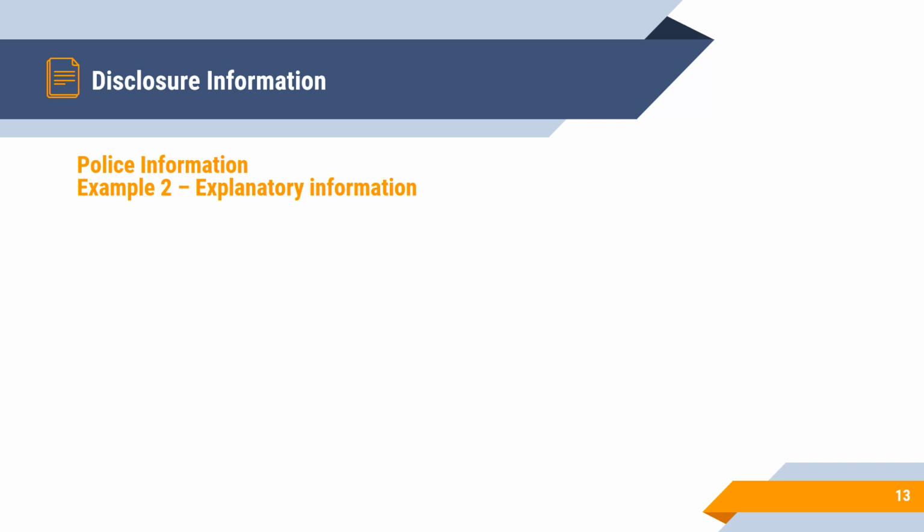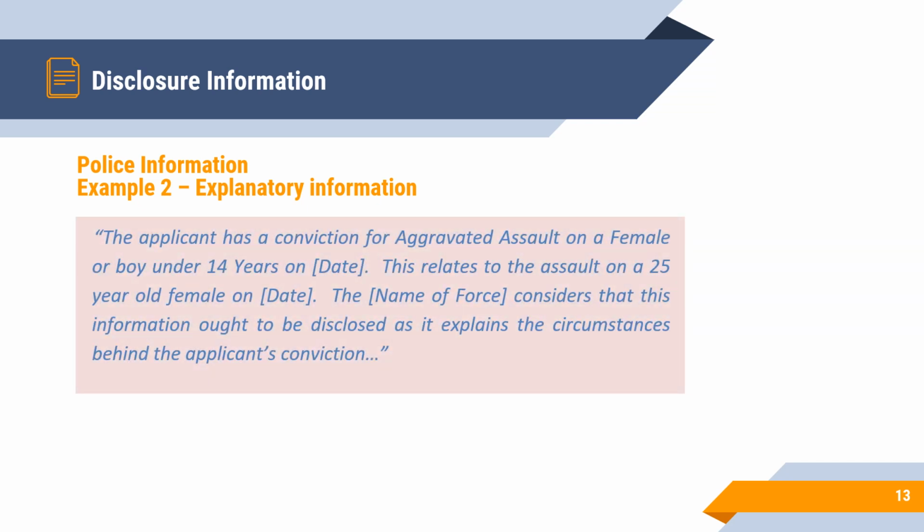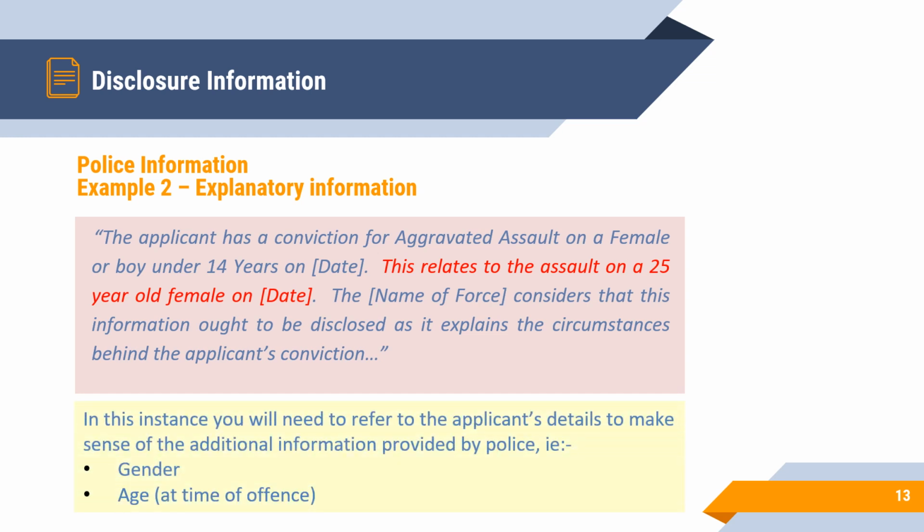Another example of police explanatory information is as displayed on screen. Here we can see that the applicant has a conviction for aggravated assault on a female or boy under 14 years. Conscious that this could be interpreted as a sexual assault, perhaps on a child, police have provided further contextual information clarifying that the assault was on a 25-year-old female. In order to make sense of this, you will need to refer to the applicant's gender and age at the time of the assault. Police's expectation in providing this additional information is that you will conclude, in this instance, that the conviction related to an altercation involving two adult females.